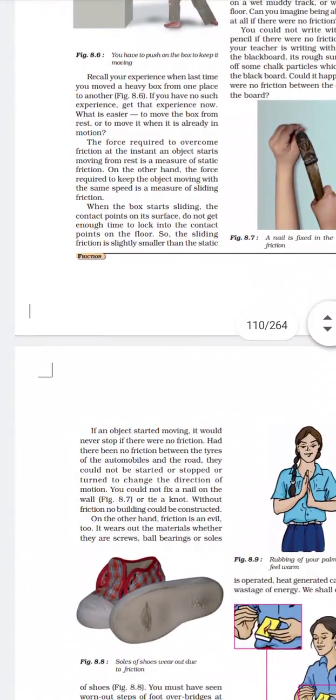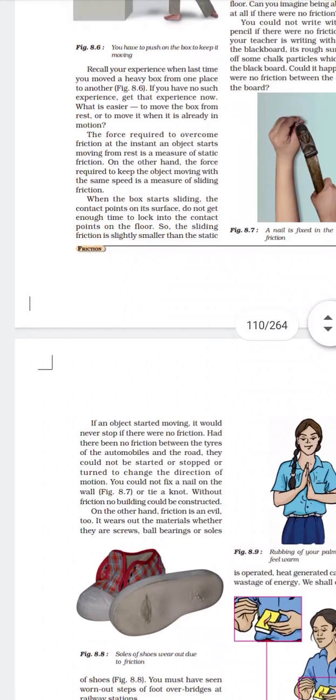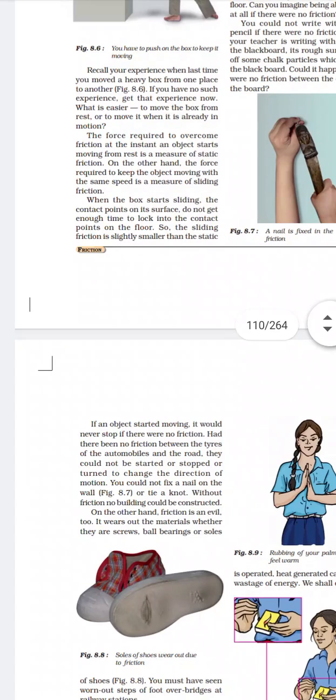If an object started moving, it would never stop if there were no friction. Had there been no friction between the tires of automobiles and the road, they could not have started or stopped, or turned to change direction. You could not fix a nail to the wall or tie a knot. Without friction, no building could be constructed.